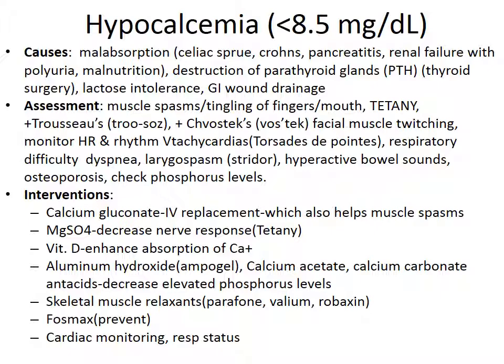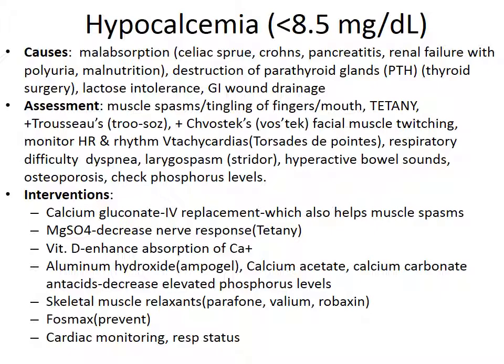Assessment for hypocalcemia includes muscle spasms with tingling of the fingers and mouth, tetany, positive Trousseau sign, positive Chvostek sign, which is facial muscle twitching, monitor heart rate and rhythm, VTAC for torsades, respiratory difficulty, dyspnea, laryngospasm or stridor, hyperactive bowel sounds, osteoporosis, and check phosphorus levels.